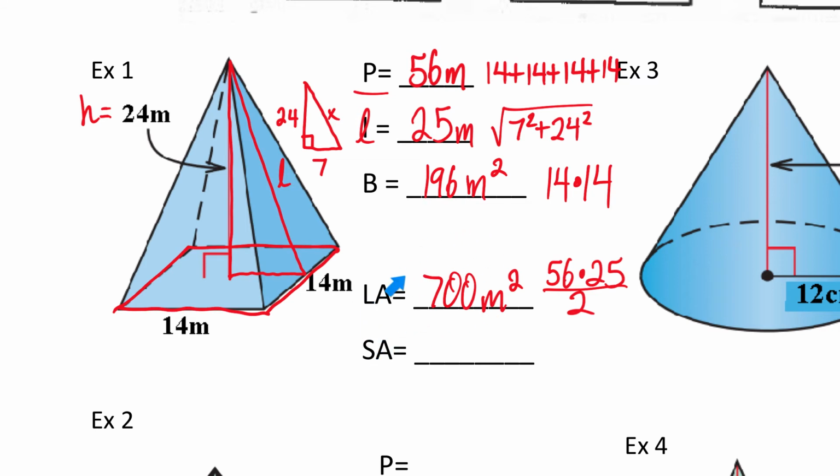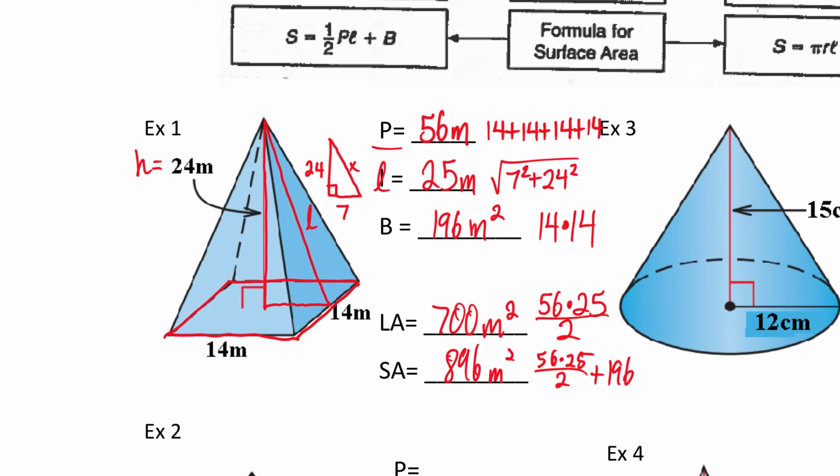So the area of the sides of the faces is 700. If the area of the base is 196, what's going to be the total? Yeah, it would just be those two together. It would just be 896, right? The answer here is 896. But then if we use the formula, it's the same thing. You're going to see 56 times 25 divided by 2 plus 196 gives you that.